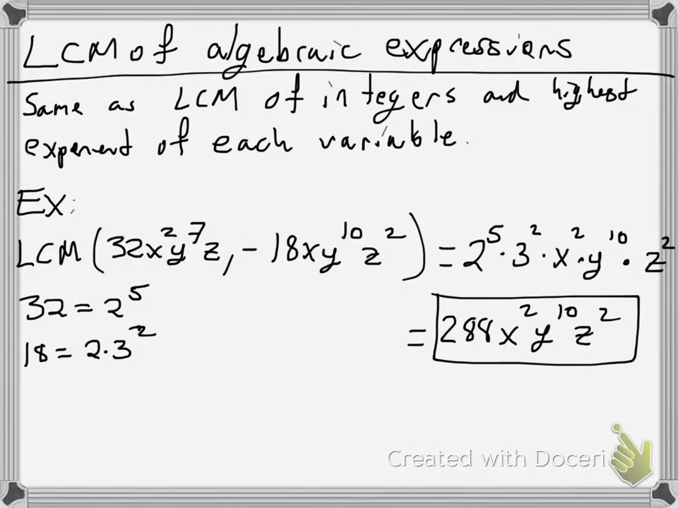The highest power of x is this x squared. The highest power of y is the y to the 10th. The highest power of z is z squared. And I went ahead and multiplied all that together, and we got 288, which is what we were looking at the last time, just coincidence. 288 x squared y to the 10th z squared. So if we were working on some problem where I wanted to find the least common multiple, for whatever reason, this is probably the best method of doing that.